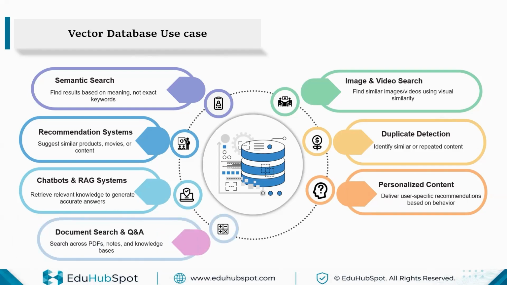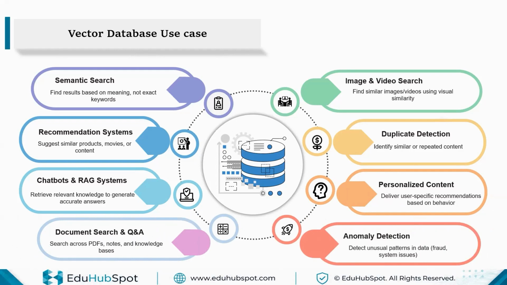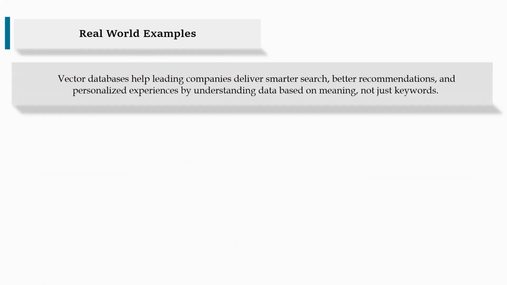Then comes document search and Q&A. They help search across PDFs, notes, and knowledge bases. And in anomaly detection, they help detect unusual patterns like fraud or system issues. Now, let's quickly look at some real world examples. Vector databases help leading companies deliver smarter search, better recommendations, and personalized experiences by understanding data based on meaning, not just keywords.